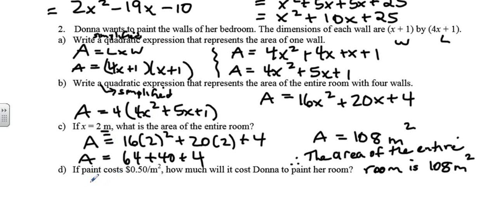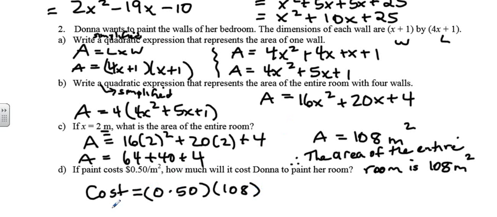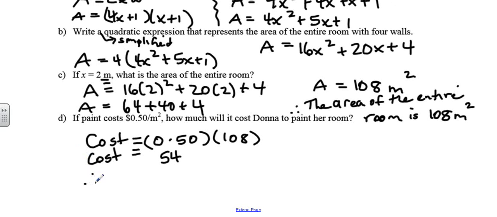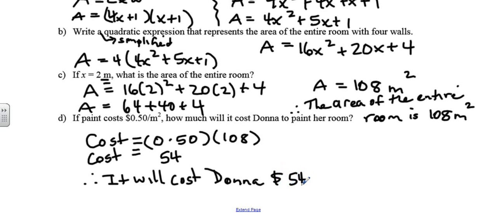Okay, well, if paint costs 50 cents per meter squared, how much will it cost Donna to paint her room? Well, we know the cost is going to be the unit cost times the area. So the unit cost is going to be 0.5 per 1 meter squared, and we have 108 meters squared. So the cost, of course, is going to be half of 108, which is 54. Therefore, it will cost Donna $54 to paint her room.